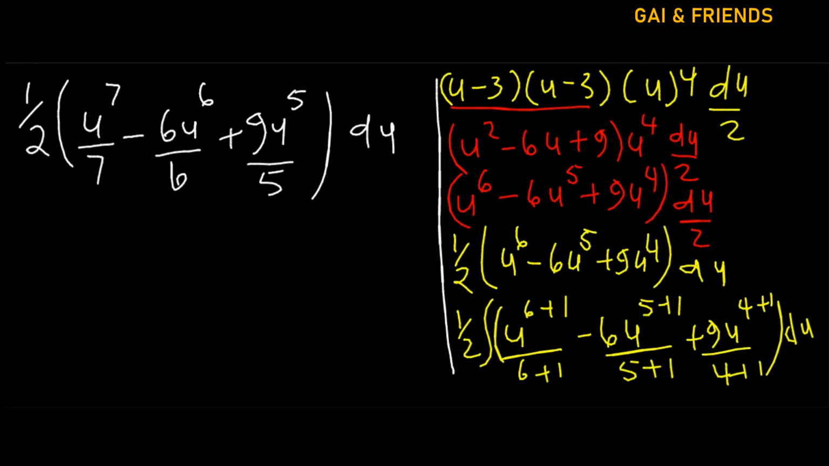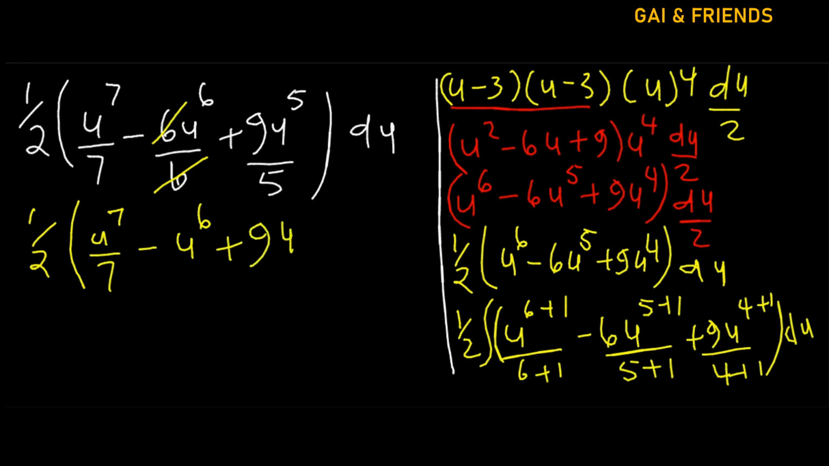So you can simplify this. This 6 will go with this 6, and you're going to get 1 out of 2 u raised to the power 7 out of 7 minus u raised to the power 6 plus 9 u raised to the power 5 out of 5.